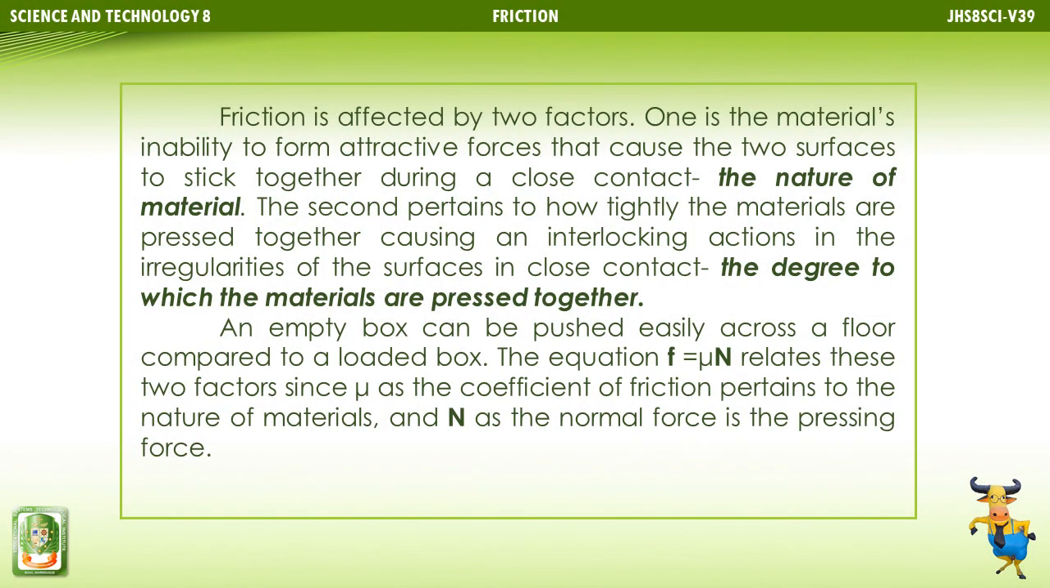Friction is affected by two factors. One is the material's ability to form attractive forces that cause the two surfaces to stick together during close contact, or the nature of material. The second pertains to how tightly the materials are pressed together, causing an interlocking action in the irregularities of the surfaces in close contact, or the degree to which the materials are pressed together. An empty box can be pushed easily across the floor compared to a loaded box. The equation F equals mu times N relates these two factors, since mu as the coefficient of friction pertains to the nature of materials, and N as the normal force is the pressing force.